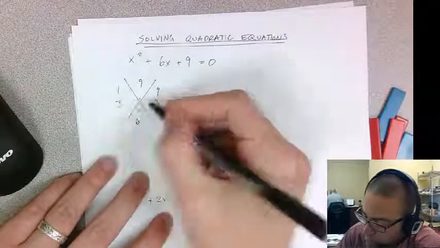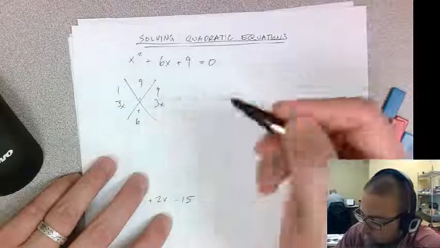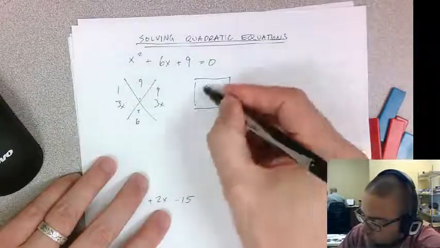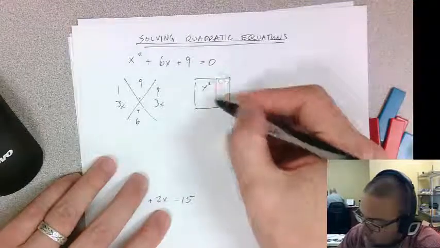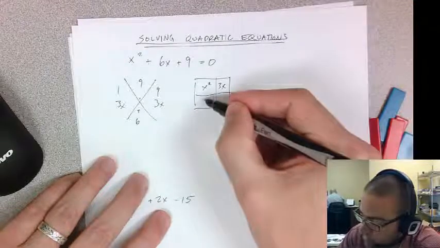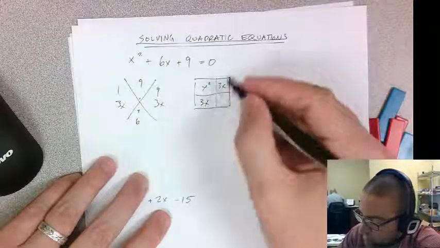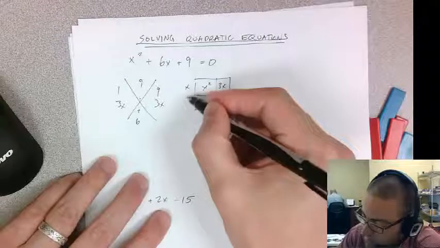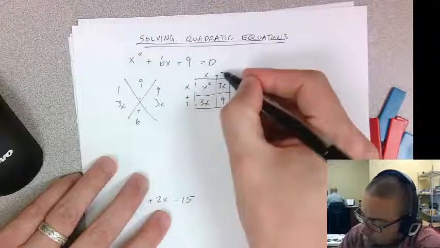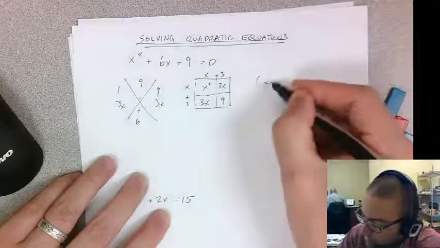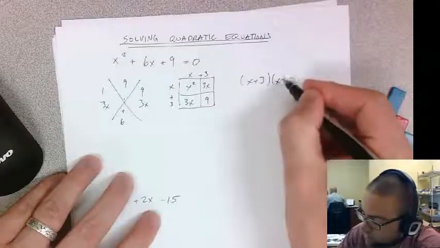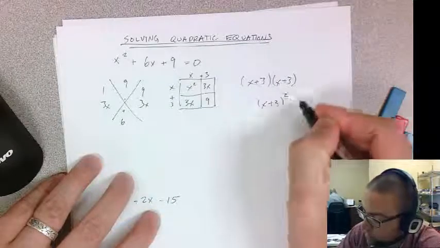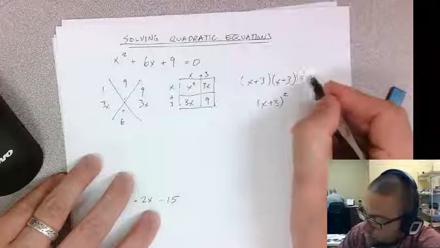So 3 times 3, my factors would be 3x and 3x. So when I go to my general rectangle, it's x squared, and then 3x plus 3x is 6x, and then 3 times 3 is 9. So this would be x plus 3, x plus 3. So my factors are x plus 3 times x plus 3. Or I could write it like this, right? x plus 3 quantity squared is equal to 0.